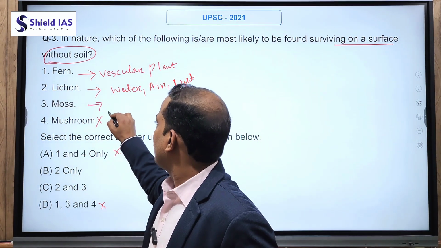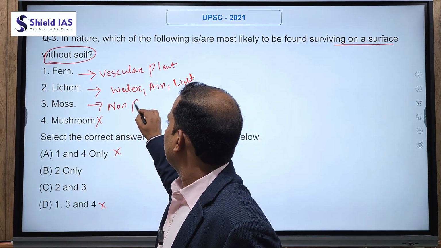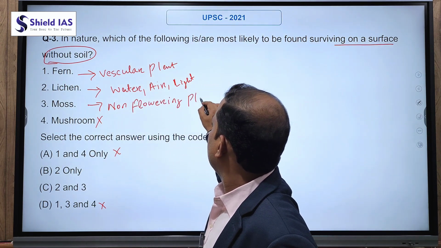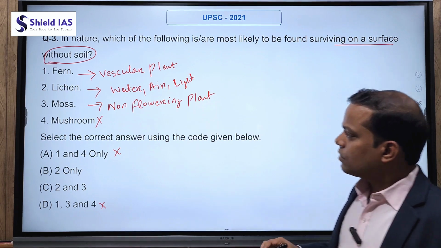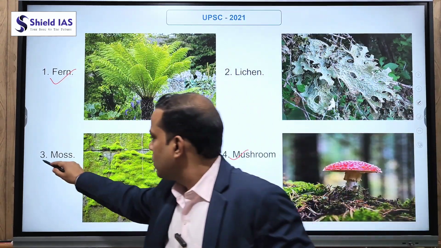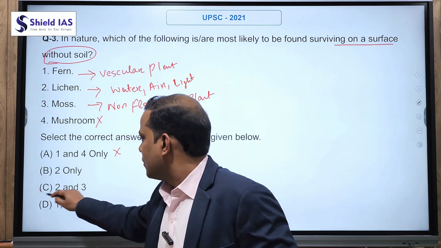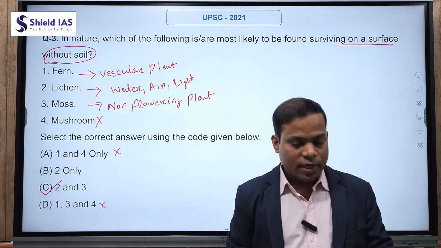Why? Mosses are non-flowering plants. You can see the picture that these are mosses. So only 2 and 3 are correct, that is C. Now move to the next question.